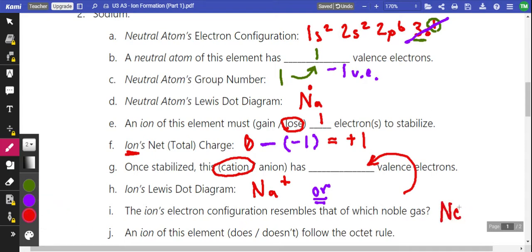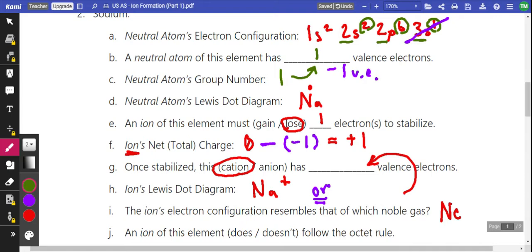We wound up with neon's electron configuration. Since we lost that 1 electron in the 3s orbital, we don't have any electrons in the 3s energy level anymore, which means that's not where our valence electrons are anymore. Instead, our valence energy level is now right here in the second energy level, where we have the 2s2 and the 2p6. Well, guess how many electrons we have there? 2 in the 2s, 6 in the 2p, for a total of 8 valence electrons.